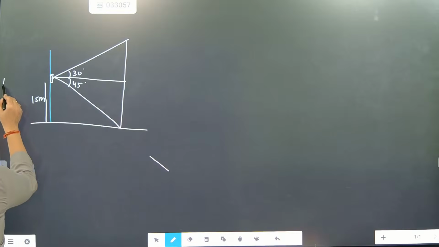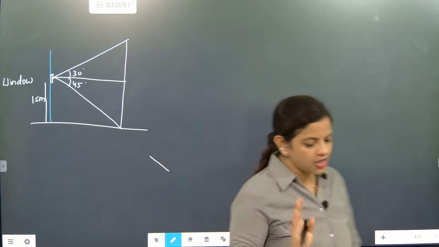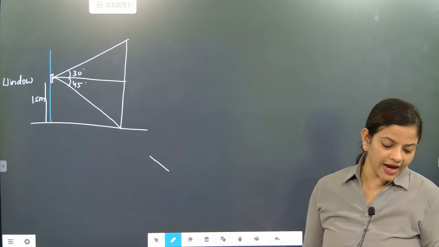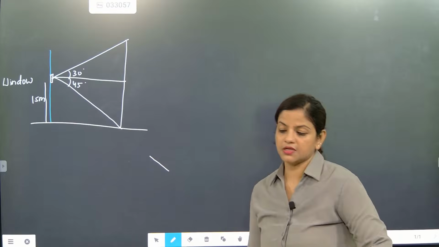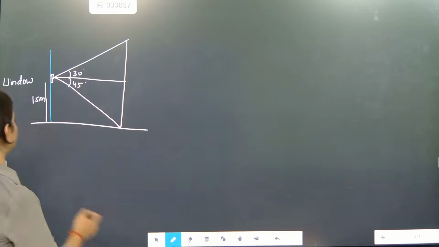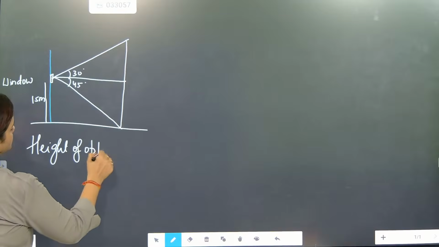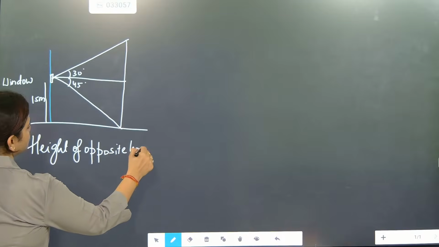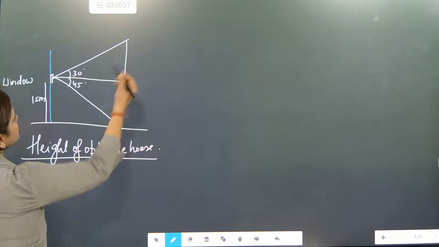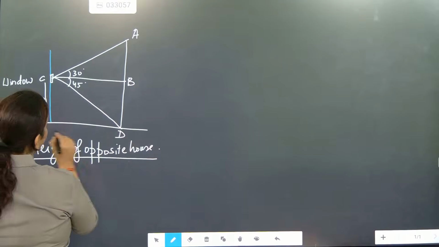This is the window. 30 degree and 45 degree respectively. Find the height of the opposite house. Show means find, so that's a better question. So we will first mark it as A, B, C, D, E.